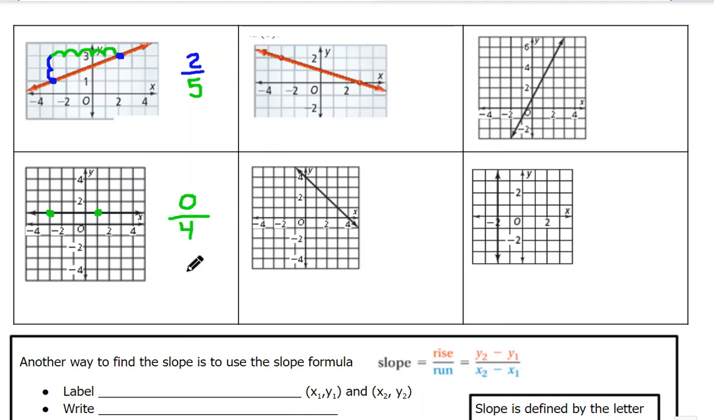0 over 4 we can simplify, and it would be 0. This is a 0 slope. That's our answer, 0. It's a 0 slope. It doesn't go up or down, doesn't change, right?